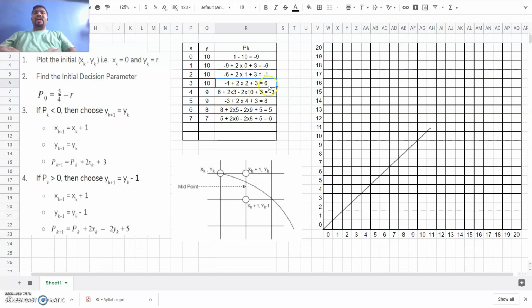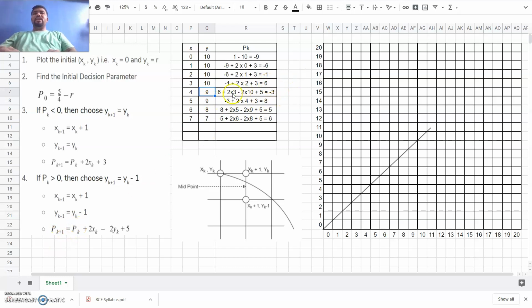So you can clearly see as we got a positive value, the x got incremented as it is: xk plus 1 is xk plus 1. And for y, yk plus 1 is yk minus 1. So this 10 changes into 9. Now, how do you calculate pk plus 1? It is pk, that is 6.